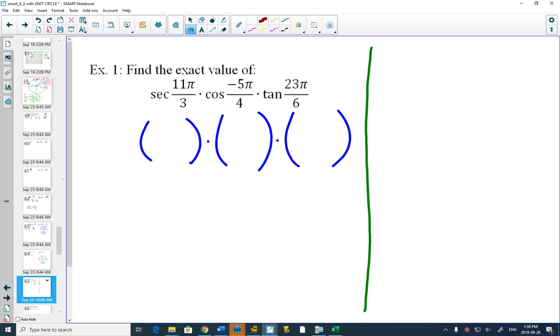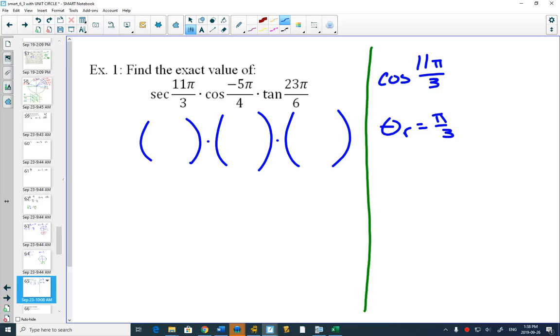So for secant 11 pi over 3, because that's a reciprocal, I'm going to try and figure out cos of 11 pi over 3. First of all, I know that my reference angle is pi over 3. And since I've memorized that cos of pi over 3 is a half, I know that cos of 11 pi over 3 is going to be a half as well. I just have to determine whether it's going to be positive or negative.